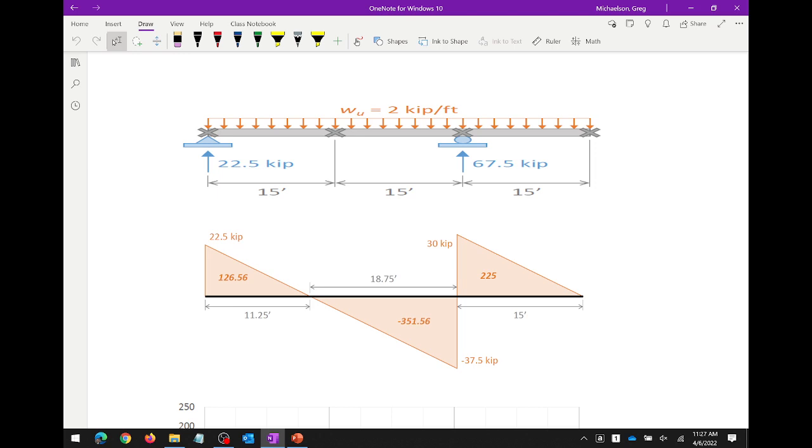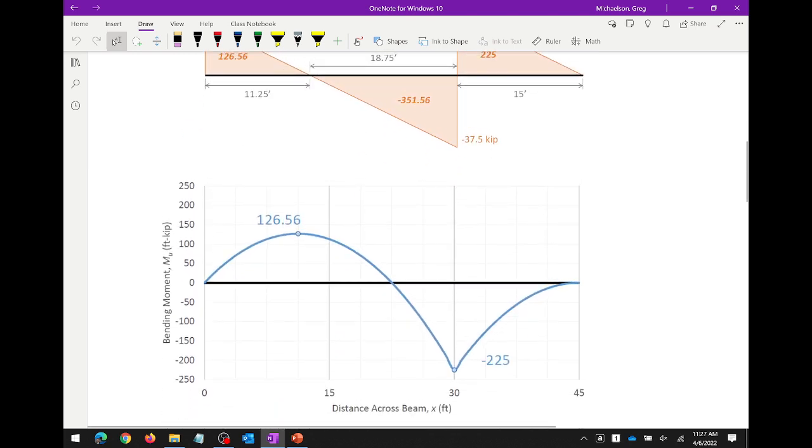Negative 2. So if this is 22.5, take that divided by 2, I get 11.25. 37.5 divided by 2, 18.75. So I can determine the area under the shear diagram, right? And so we have a lot to a little to a lot to a little, and our moment diagram looks like that. With me so far? Just bringing it back.